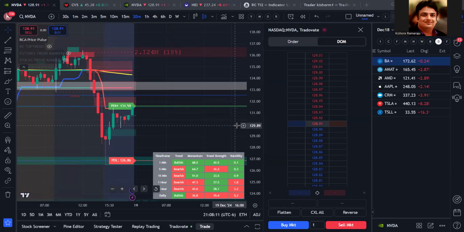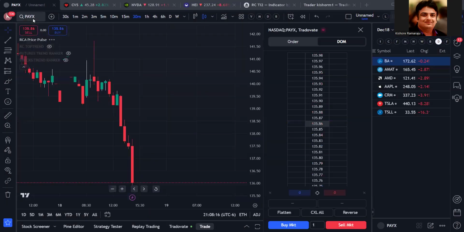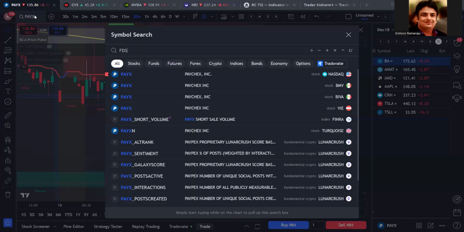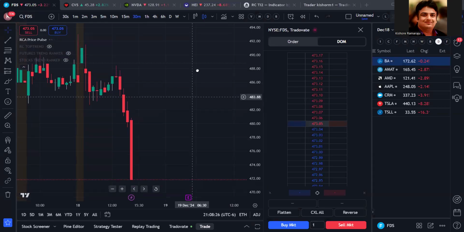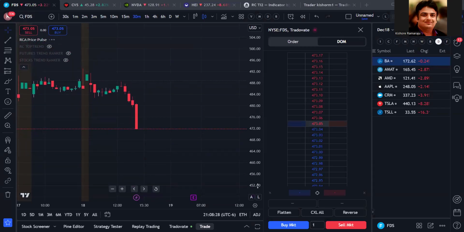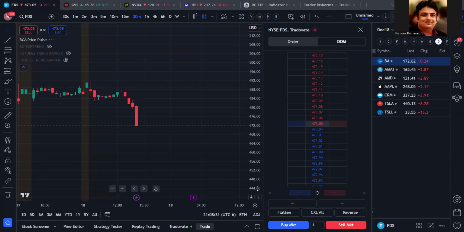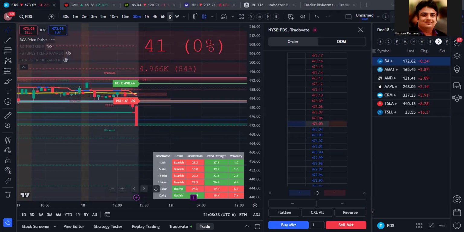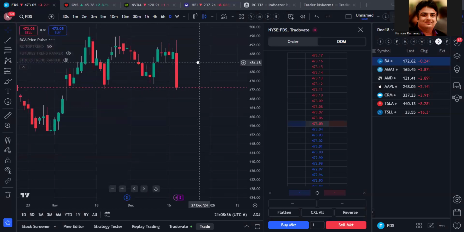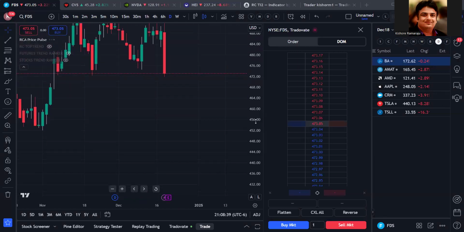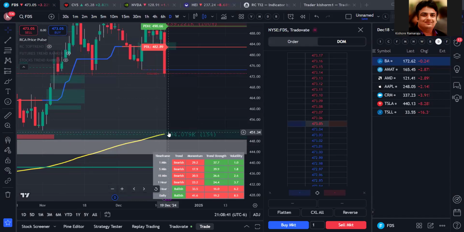Yeah, as I mentioned, the paycheck is bullish for tomorrow's earnings, and then FDS is bearish. FDS, minimum I can see 448 tomorrow.